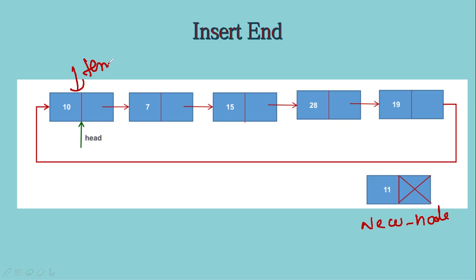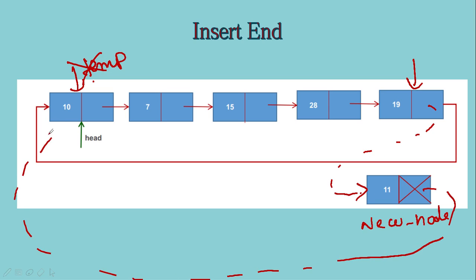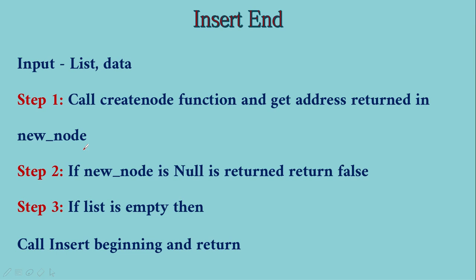So I have to declare a temporary pointer, and I should move the temporary pointer till the next part of the node is equal to the head. I should have a condition like that, and I will be telling temp equal to temp next, so that I will come here. After I come here, what should I do? I must make the next part of this particular node point to this new node, and the next part of the new node should point to the head, because this is the new last node. Last node's next part should be equal to the head of the list, right?